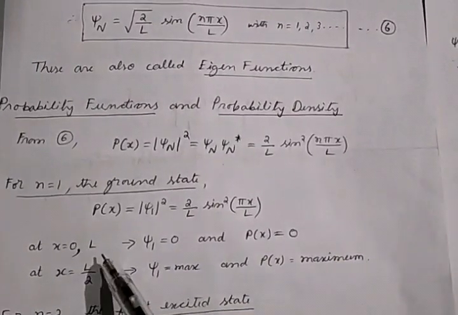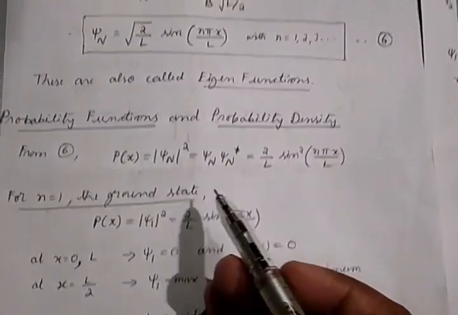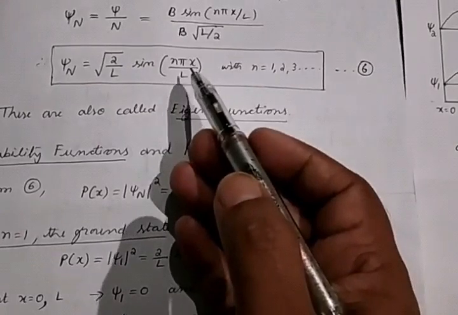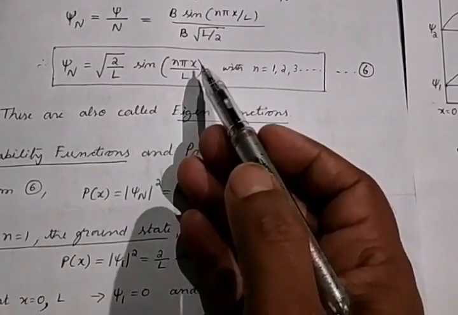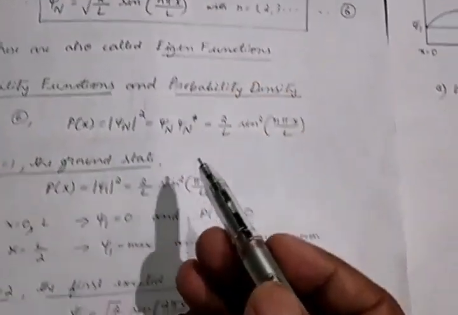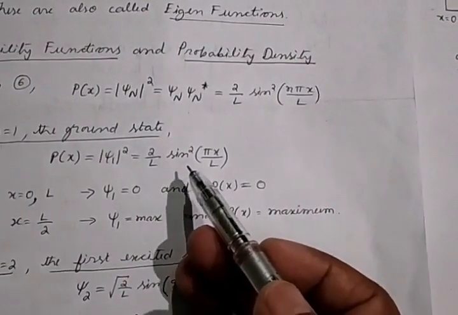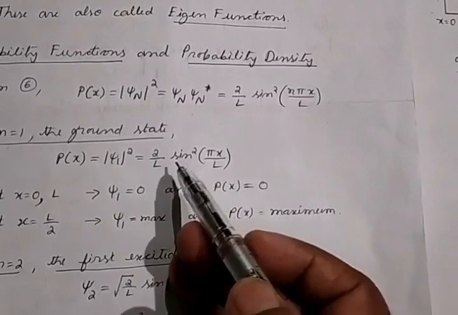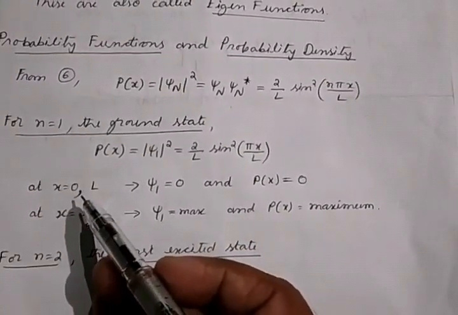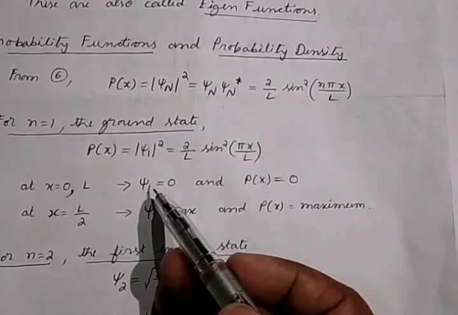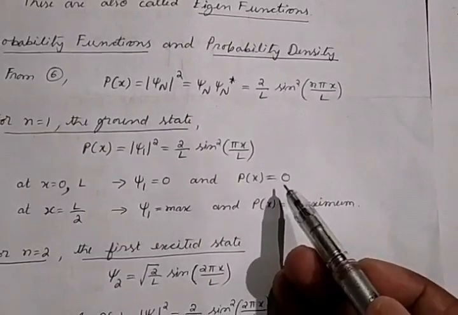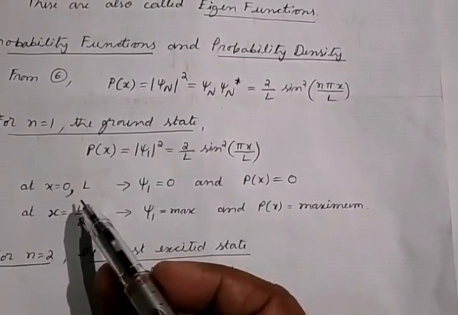And if we put x is equal to L, in both the wave function and the probability function, it becomes sine of 1 pi, which is 0. Here also in the probability function, x is equal to L gives sine pi, which is 0. So both at x is equal to 0 and L, the wave function is 0 and the probability function is also 0. This is an obvious case which we already discussed.